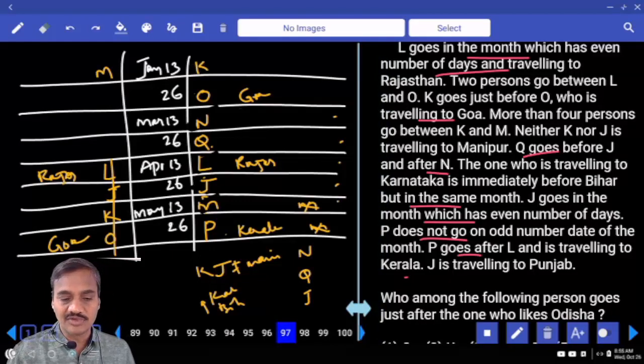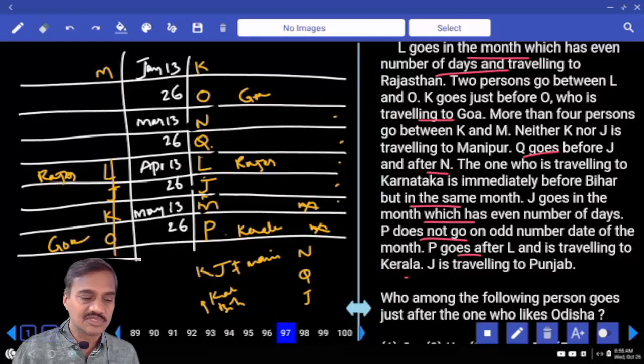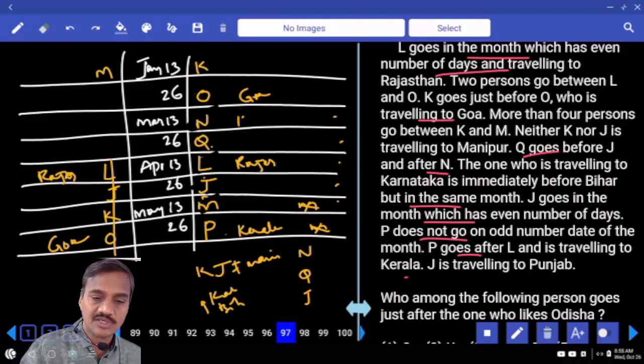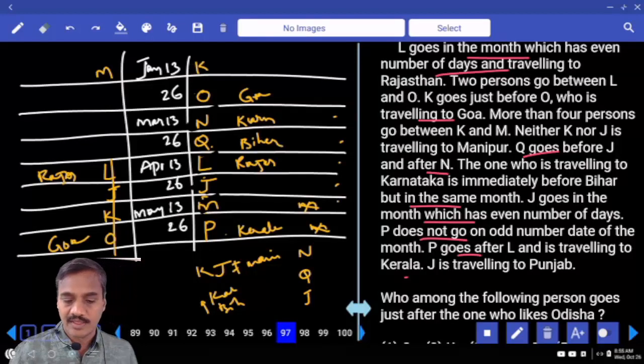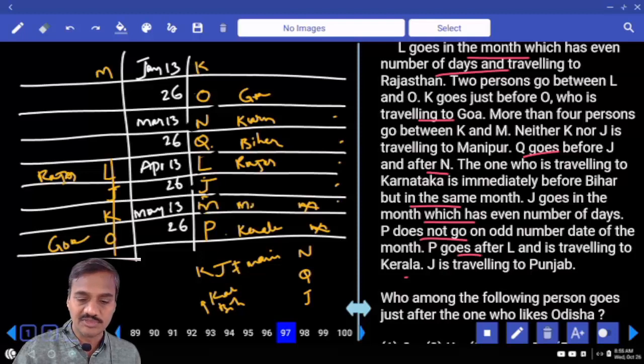If P is traveling to Kerala, Karnataka and Bihar must be in the same month, isn't it? And Karnataka is before this one. Hence Karnataka must be on March 13th, and Bihar is on March 26th. And K and J, Manipur is ruled out. Hence M must be Manipur.